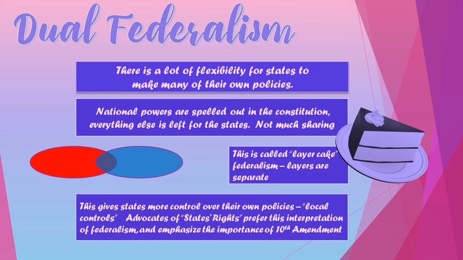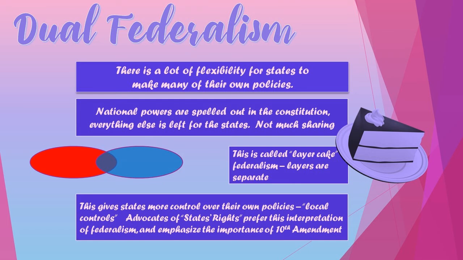So you see my Venn diagram again there. I have a red circle and a blue circle representing the national government and the state government powers. You notice there is very little shared space here. There are still some concurrent powers like taxing and prosecuting people for crimes and setting up courts, but there are very few shared areas of power. Things are either definitely a national power or definitely a state power. And this gives the states a lot more power to control their own policies.